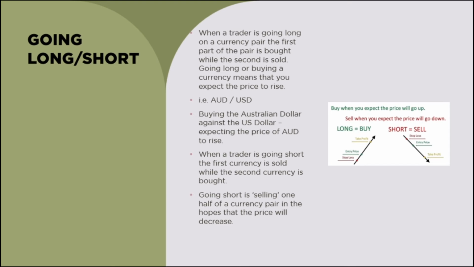All right, let's talk about going long or going short. When a trader is going long on a currency pair, the first part of the pair is bought while the second is sold. Going long or buying a currency means that you expect the price to rise, i.e. AUD, which is the Australian dollar, versus the USD, which is the US dollar. Buying the Australian dollar against the US dollar is expecting the price of the Australian dollar to rise.